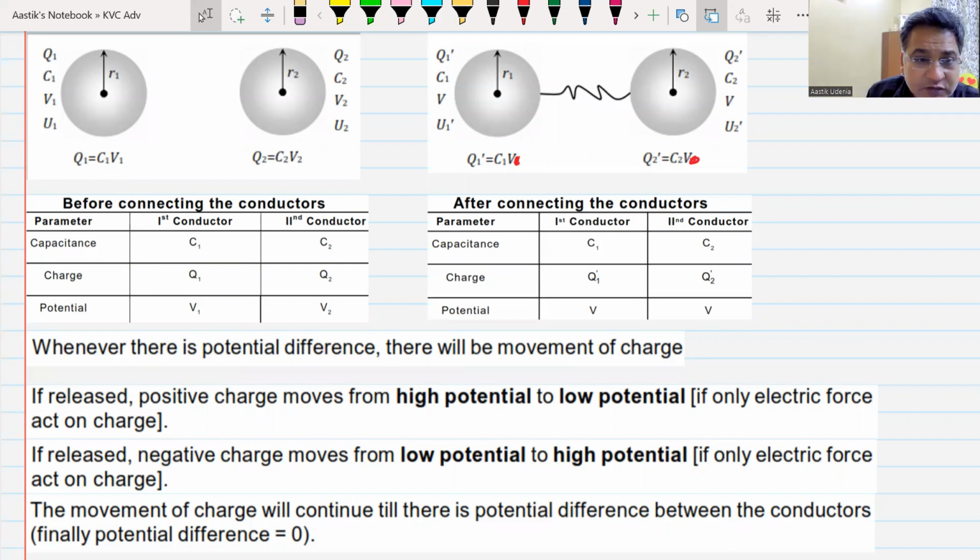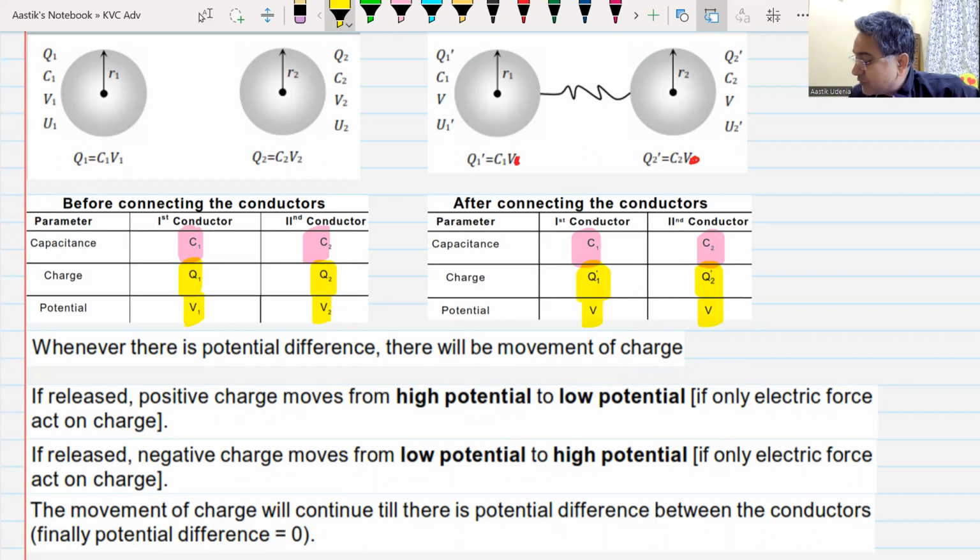So basically you can see before connection and after connection, the capacitance will remain the same. Capacitance does not change because capacitance does not depend on the charge and the potential. But look at the charge: Q1 and Q2 are the initial charges, Q1 dash and Q2 dash are the final charges. It's a bit small, but I hope you can see this. Potential is V1 and V2 initially, and the final potential becomes V. Do we understand this? I'll give you 2 minutes to note this down.